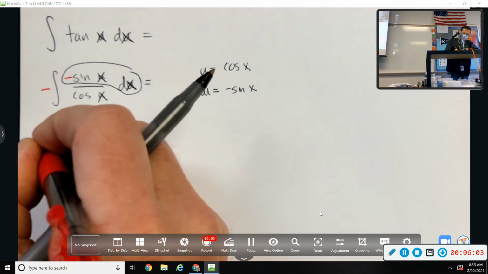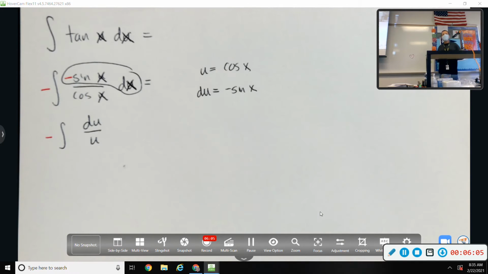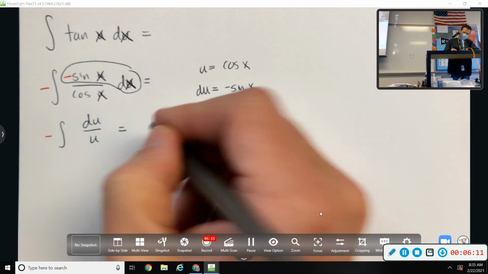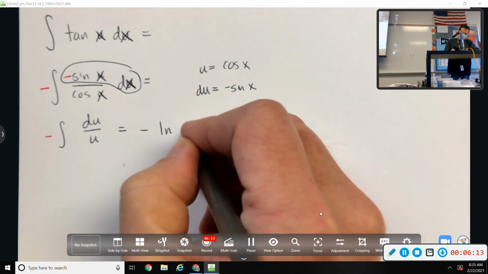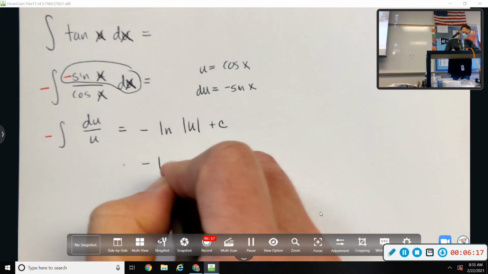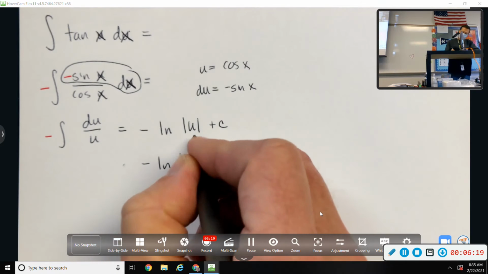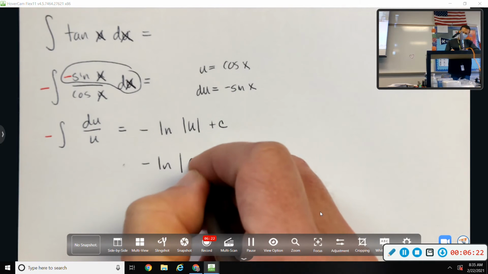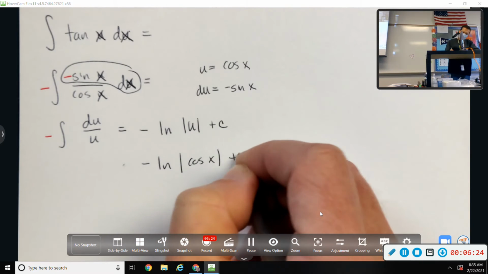So the antiderivative of du over u, what's that equal to? Natural log, good. Natural log of u, don't forget the negative. Natural log of absolute value of u plus c. So negative natural log of cosine x plus c.